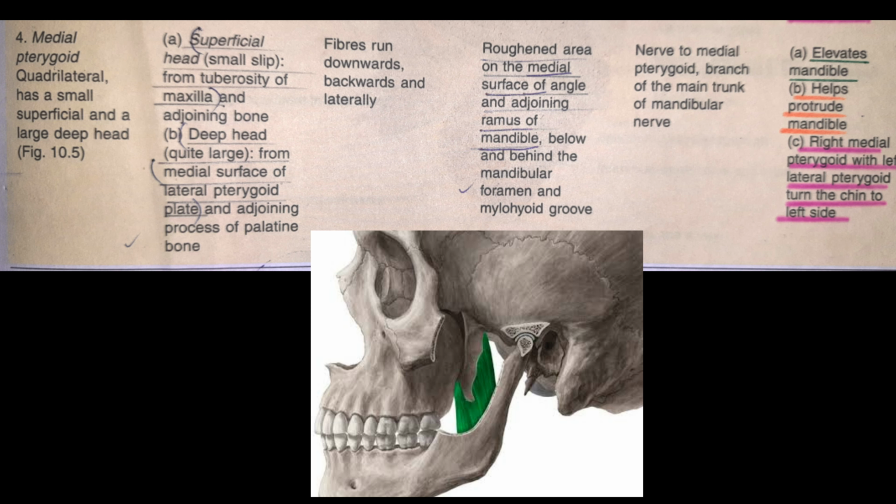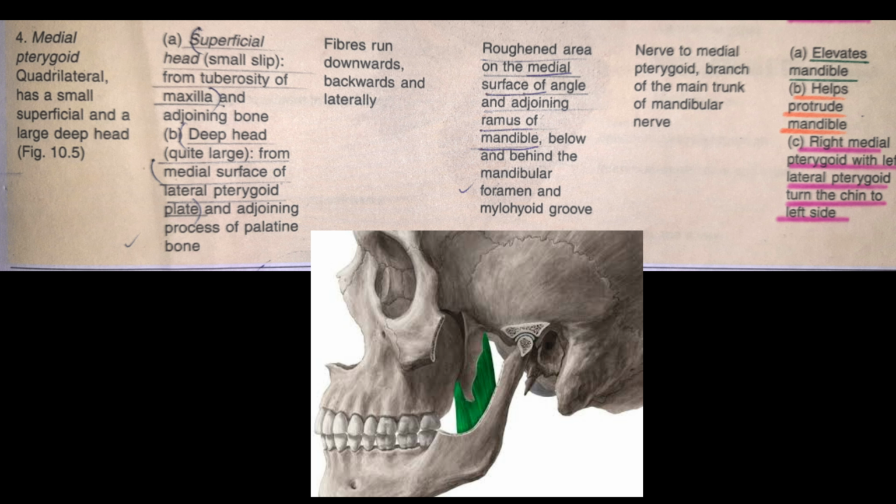Next is the medial pterygoid muscle. The medial pterygoid is a quadrilateral shaped muscle. It has a small superficial head and a large deep head. The superficial head originates from the maxillary tuberosity and adjoining bone. The deep head originates from the medial surface of the lateral pterygoid plate and adjoining process of the palatine bone.